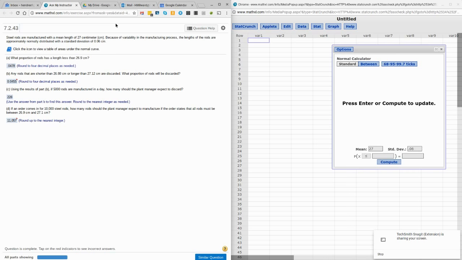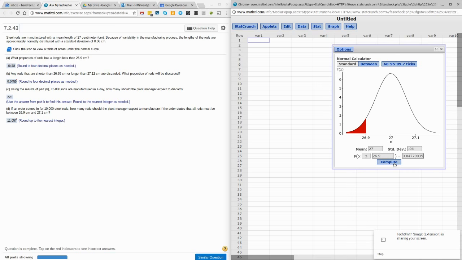Okay. So I opened StatCrunch over here on the right side of my screen, and the first ones are pretty straightforward. What proportion of the rods has a length less than 26.9? So I just key in the mean and the standard deviation in my calculator here and ask it what's the probability that the random variable, which represents the length of the steel rod, is less than 26.9. And so what do we get? We get almost 5%. Okay, so rounded, that's the number here.